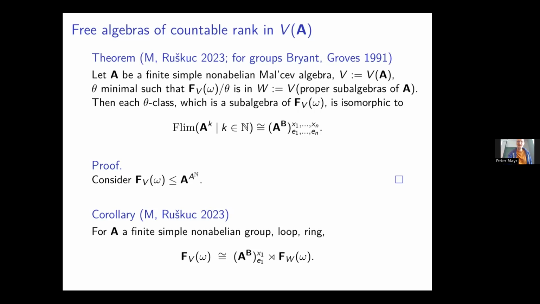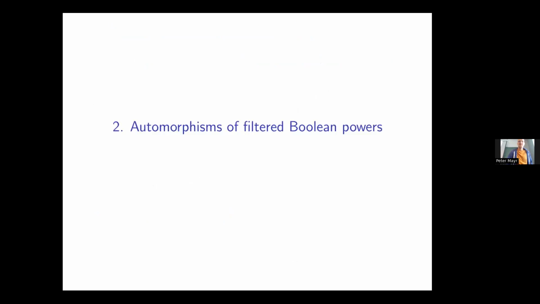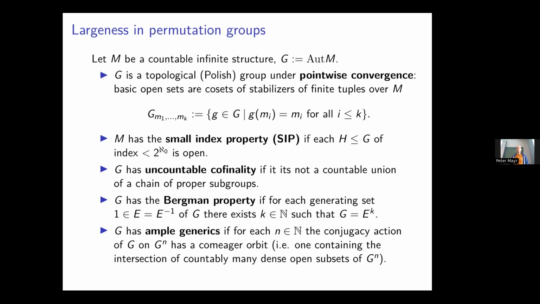Any other questions, comments? So then I want to pass on to the second part of the talk. Hopefully, I gave you some idea that these filtered Boolean powers come up in natural situations. Now I want to talk about their automorphism groups, and I'll start by stepping back to a bigger picture again.